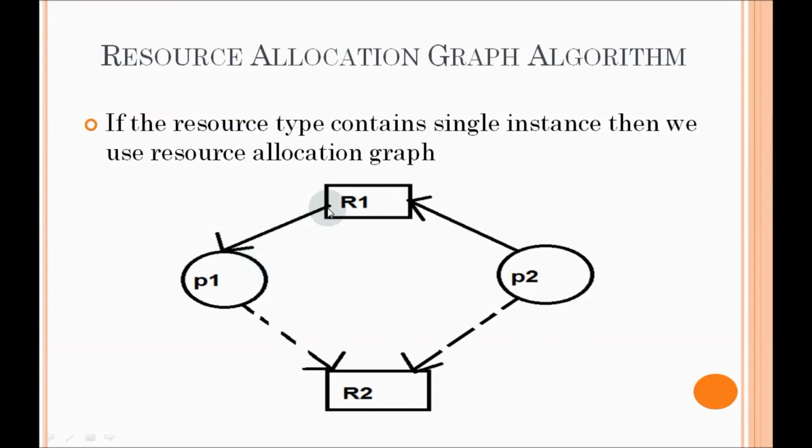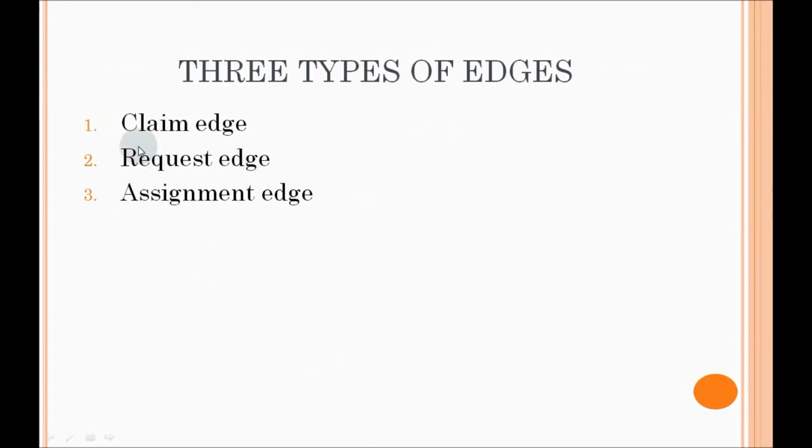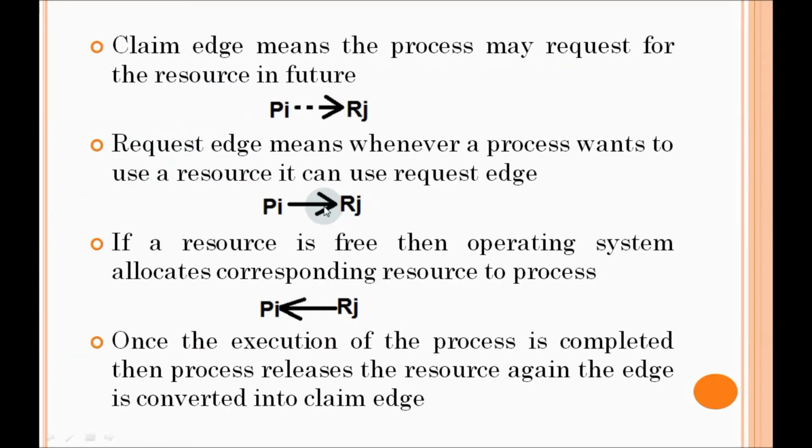Getting, guys? So in this graph I used 3 types of edges: claim edge, request edge, and assignment edge. Claim edge means the process may request the resource in the future. Request edge means whenever a process wants to use a resource, it can use a request edge. In simple words, it can request the resource. If a resource is free, then the operating system allocates the resource to the process, right? Then it is called an assignment edge.